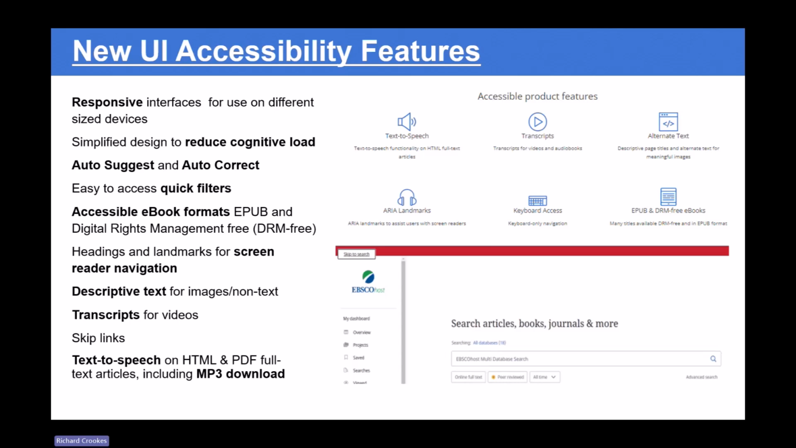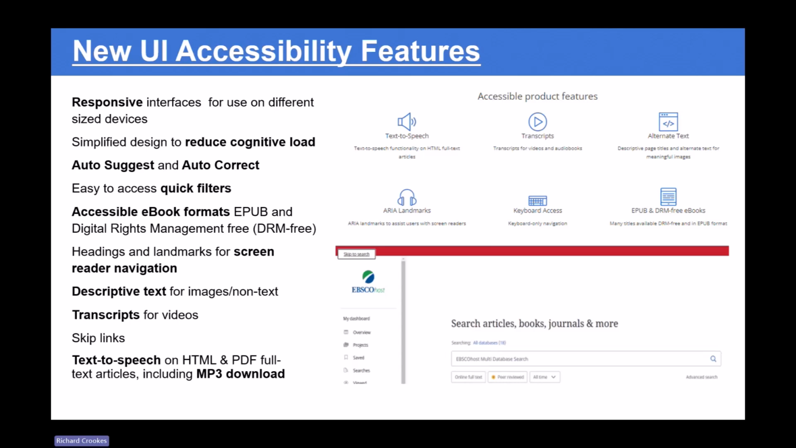You'll find there's a simplified design. We often get comments about the white space on the interface, and this is intended to reduce the cognitive load for users. Also, there's the application of auto-suggest, auto-correct features. There's easier access to quick filters as well at the point that you need them. There is ongoing support for accessible ebook formats, including EPUB 3 and digital rights management as well. And you'll note there are headings and landmarks for screen reader navigation, so for the likes of JAWS and so on.